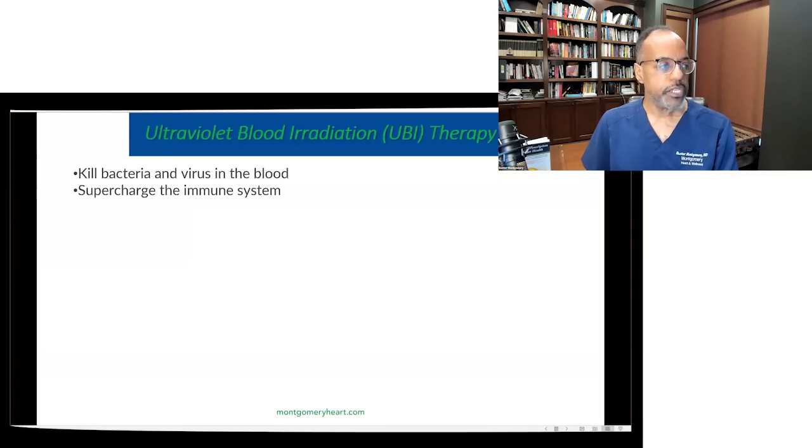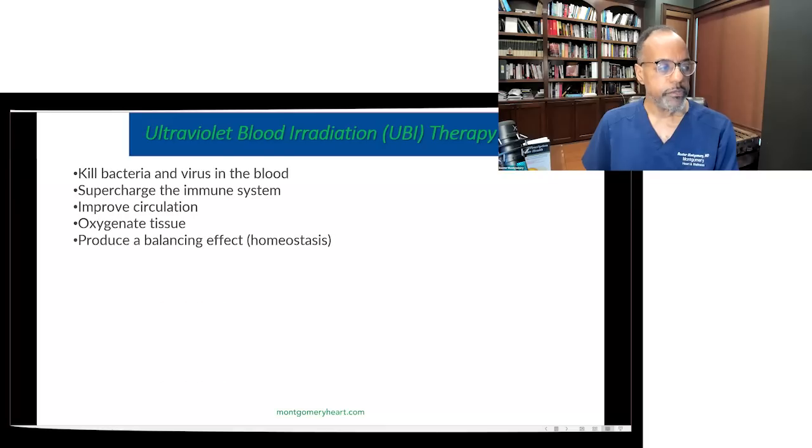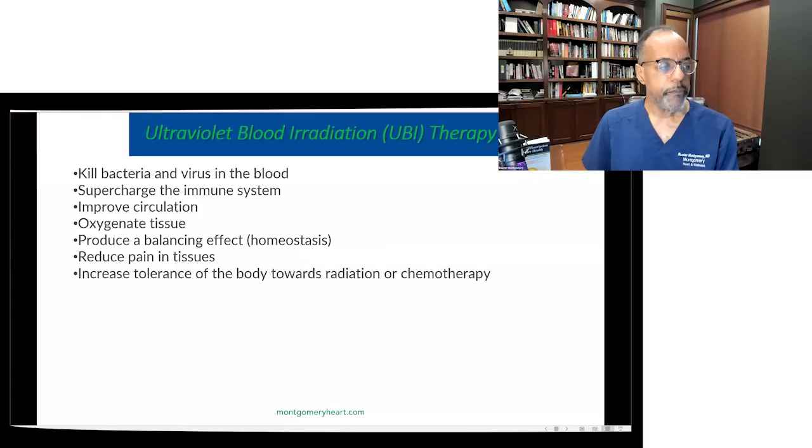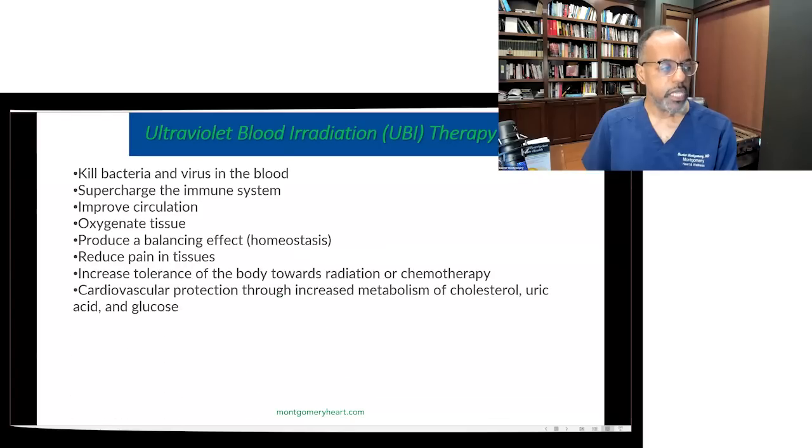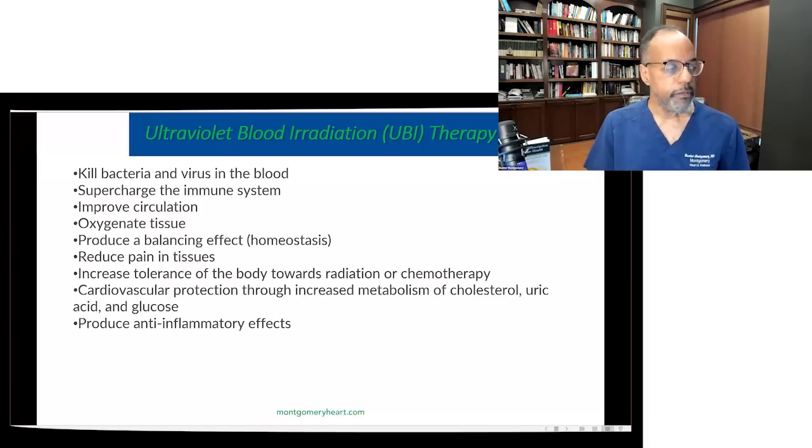Ultraviolet blood irradiation kills bacteria and viruses. It has a supercharging effect on the immune system. It also helps improve circulation. It also oxygenates tissue, provides a balancing effect, a homeostasis, reduces pain in tissues, and increases tolerance of the blood towards radiation and chemotherapy for individuals who are getting chemotherapy.